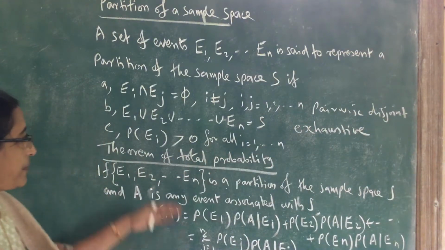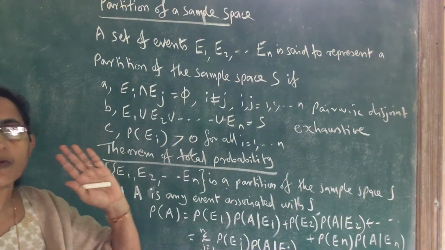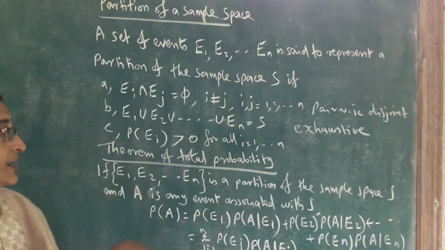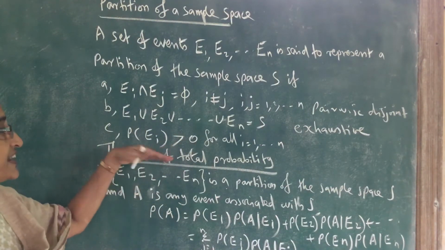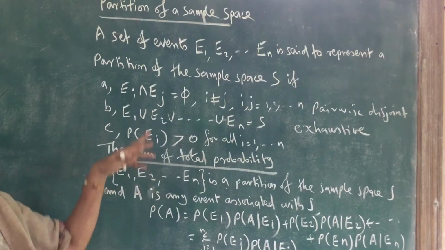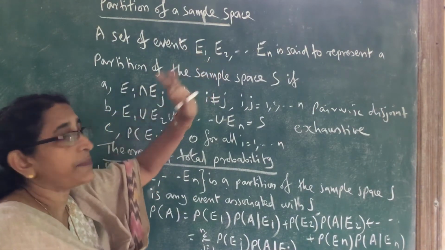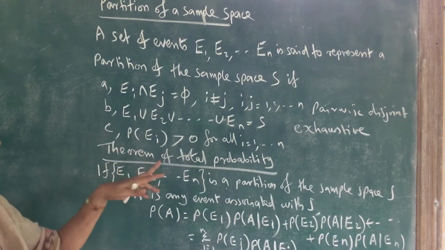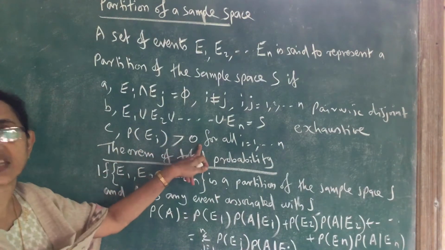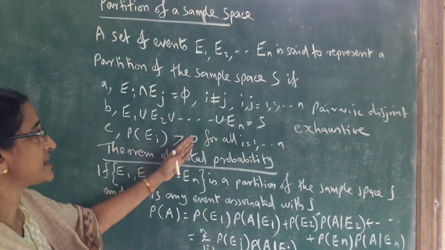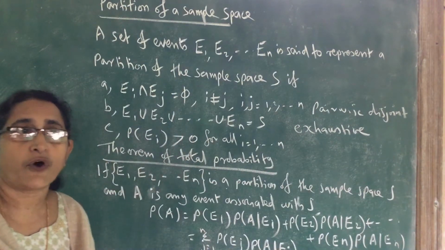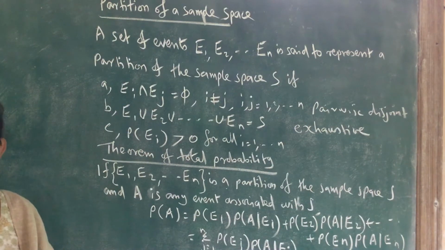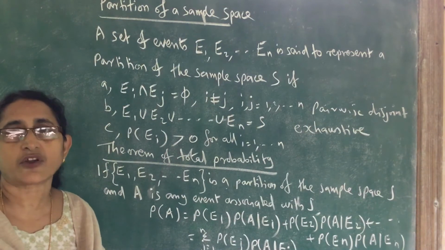That means we know probability always lies between 0 and 1, including 0 and 1. Here it should not be 0, it should be greater than 0. Probability of every event Ei, that means E1, E2, etc., En, if you take any one event, its probability should be greater than 0. So these are the three conditions to be satisfied for a partition of the sample space. It is a very important term, partition of a sample space.